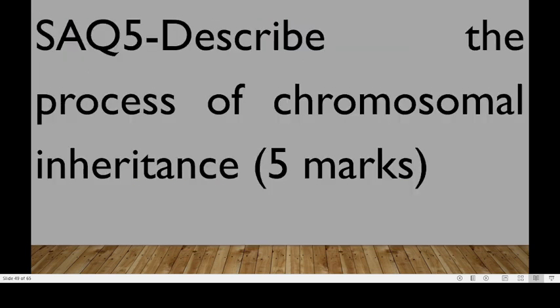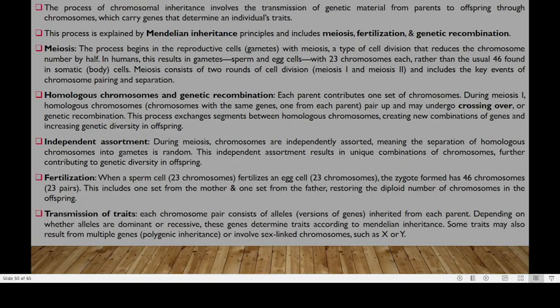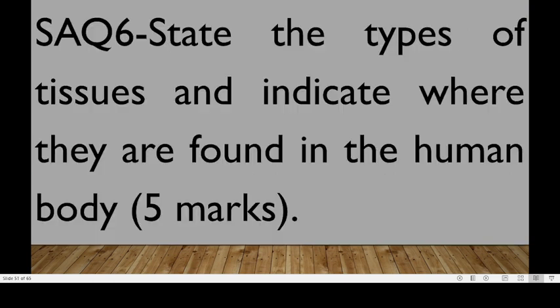Describe the process of chromosomes in chromosomal inheritance. The process of chromosomal inheritance involves the transmission of genetic material from parents to offspring through chromosomes, which do carry genes that determine an individual's characteristics. This process is explained by the Mendelian inheritance principles and includes meiosis, fertilization, and genetic recombination. So these are the factors and the areas that you need to focus on.